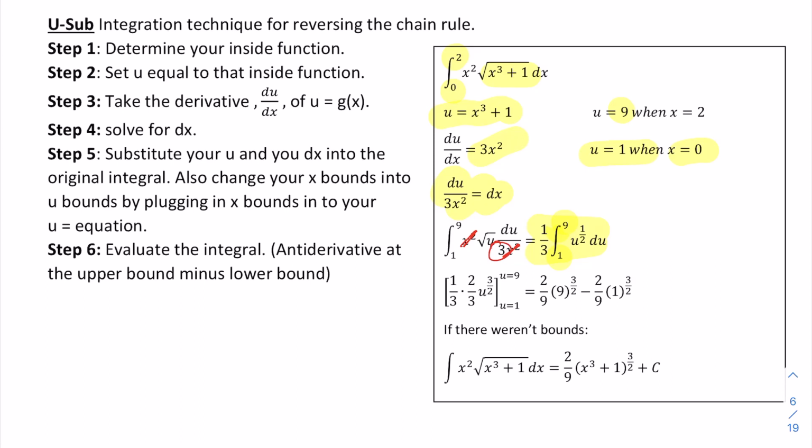Now, if it was a free response question, you could just leave your answer like there. There's no points for simplifying on the AP exam. Now, if there were not bounds, you would have to plug your x back in for u in the last step. And so your integration would look like this.